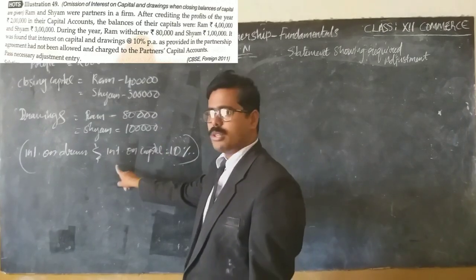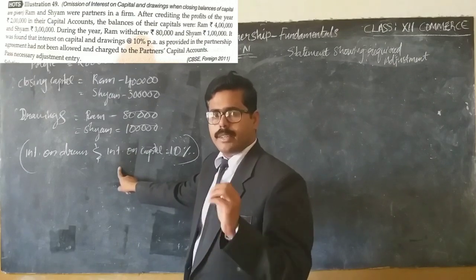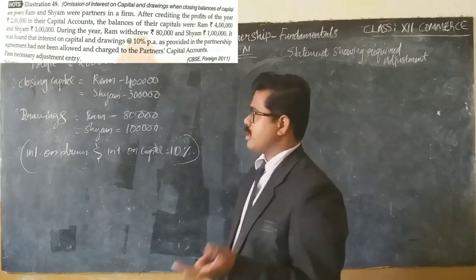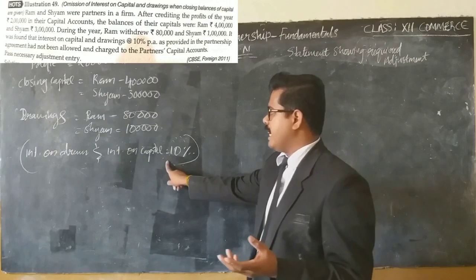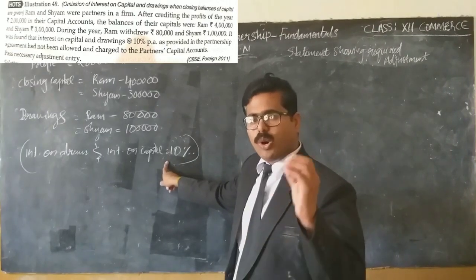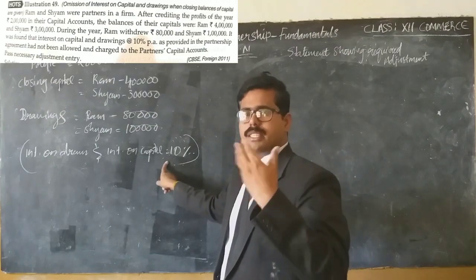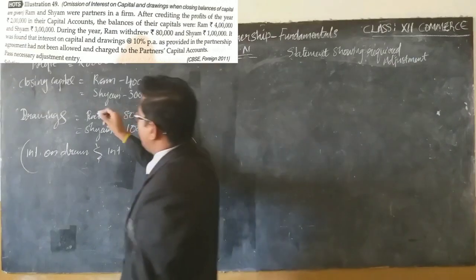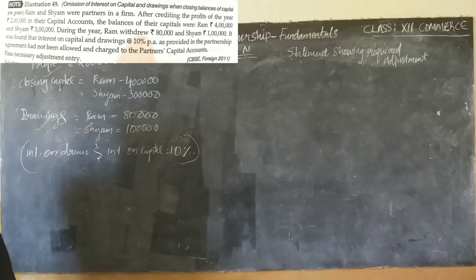First one, they didn't charge interest on drawing, whereas they didn't provide interest on capital 10%. Okay, so let's find the opening capital, because to provide interest on capital we require the opening capital. Based on opening capital only we will provide interest on capital, not based on closing capital. Yes or no? So with the help of these three items we can find the opening capital.